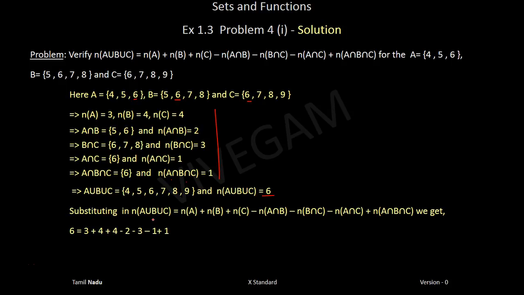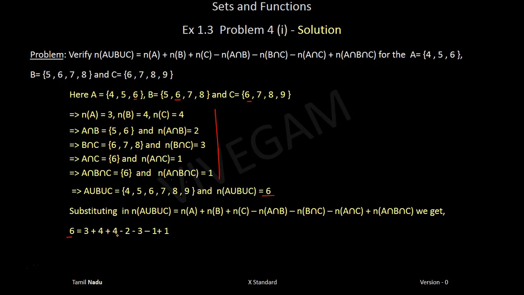Okay, or both sides we can do. So n of A union B union C is 6. n of A is 3. n of B is 4. n of C is 4. And n of A intersection B is 2, n of B intersection C is 3, n of A intersection C is 1, n of A intersection B intersection C is 1. So substitute all these values. LHS is 6. Now check your right hand side.